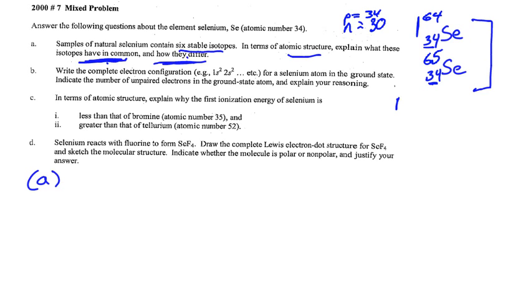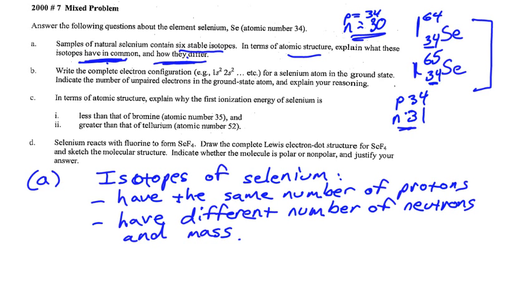Whereas this isotope would have 34 protons and 31 neutrons if we subtract those 2 numbers. So they are different in the number of neutrons, but they're the same in the number of protons. So here's what I've written. Isotopes of selenium have the same number of protons and have different numbers of neutrons and mass. It has to be mass. You probably don't have to say the mass part, but they do have different masses. And I think that's it.